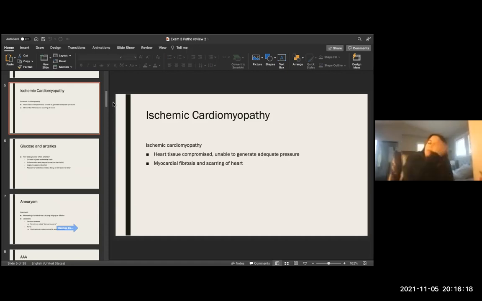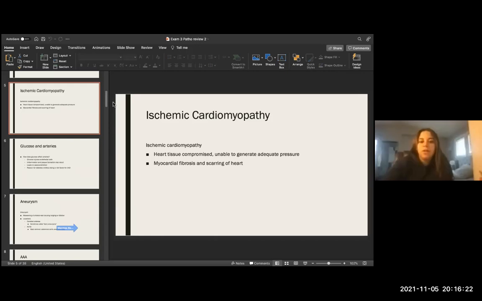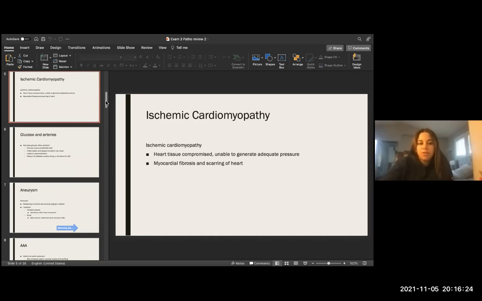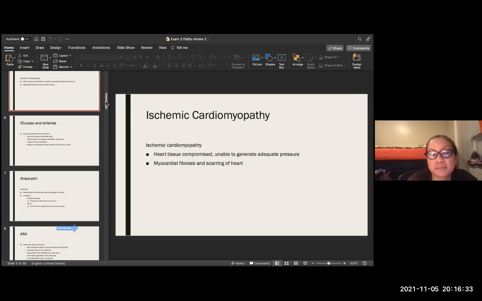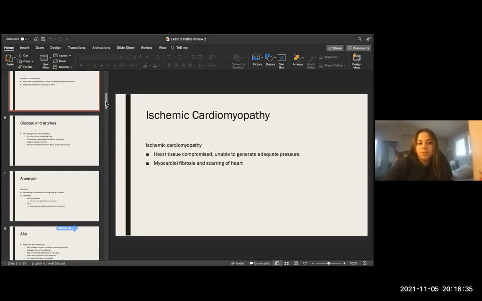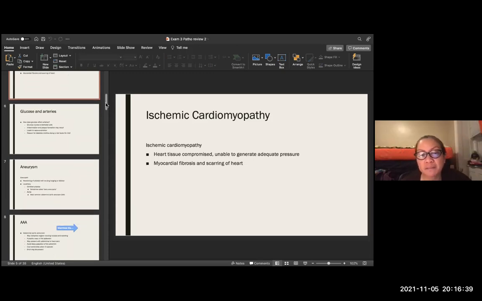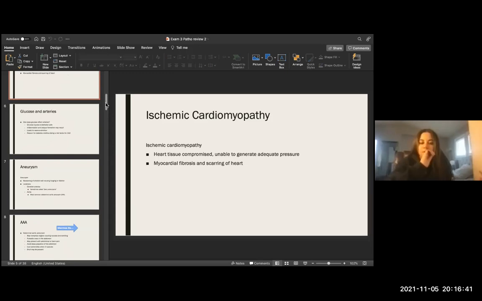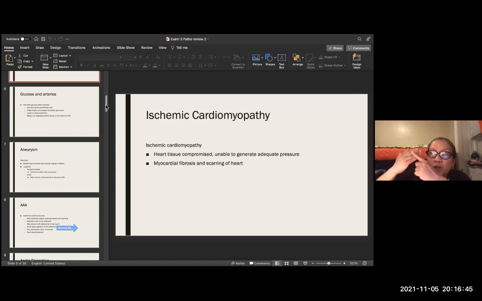Ischemic cardiomyopathy. The keyword here is fibrosis, okay? If the heart tissue is damaged, there's not enough pressure, so the heart is not beating enough, right? And there is fibrosis. After the fibrosis, there will be scarring. You have a hardened wound, right? Once you have a wound, sometimes there are wounds that have keloid.